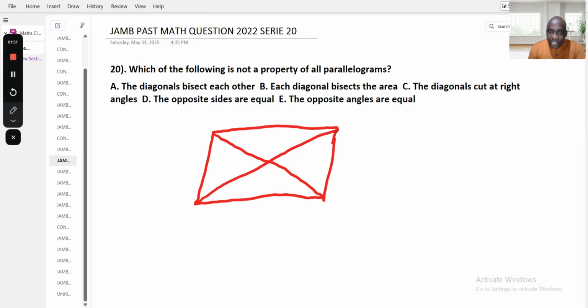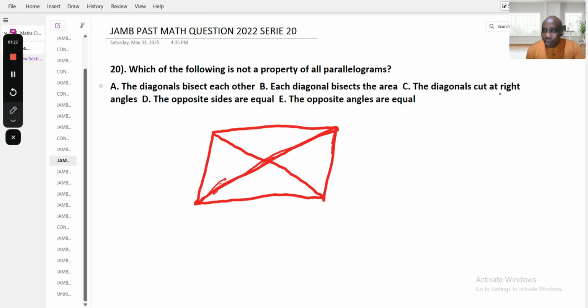Yes, exactly. If the total area of this parallelogram is 200, by the time you cross the diagonal to bisect it, bisect means to divide something into equal parts. The total area of the parallelogram is 200. By the time you bisect it, it's going to give us 100 and 100. It means that you divide this parallelogram into equal triangles. This one will form one triangle, and this one will form an equal triangle.